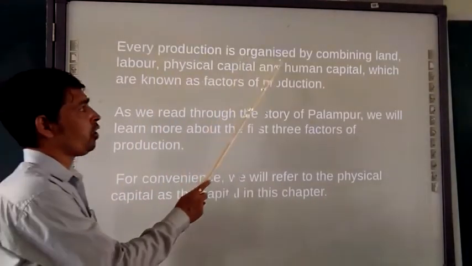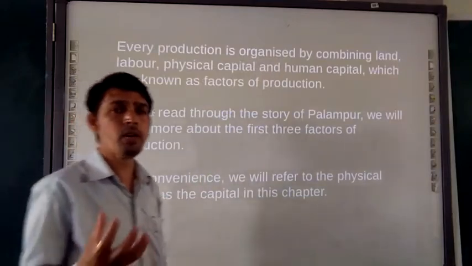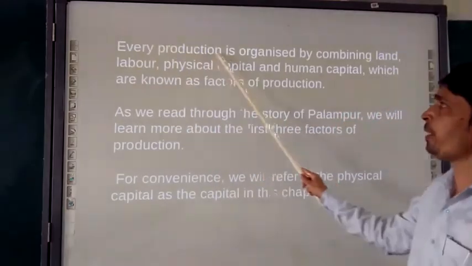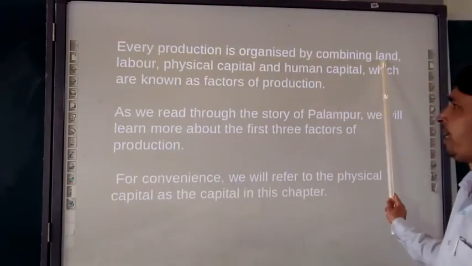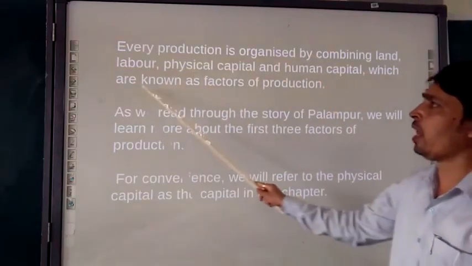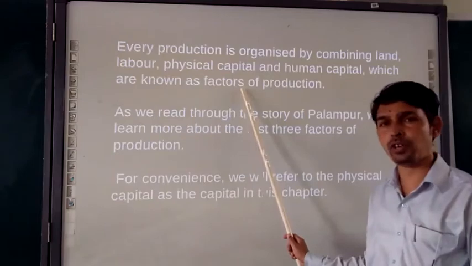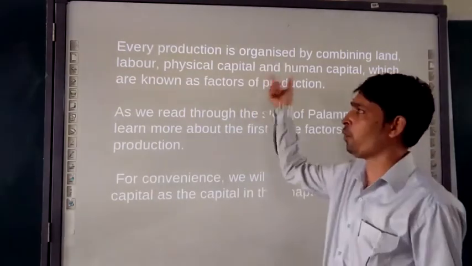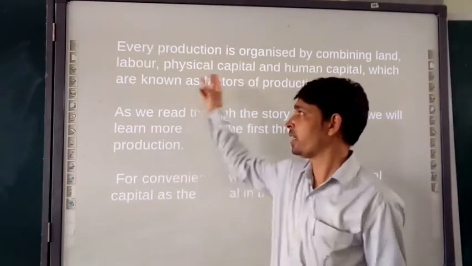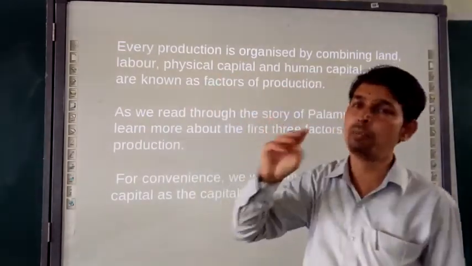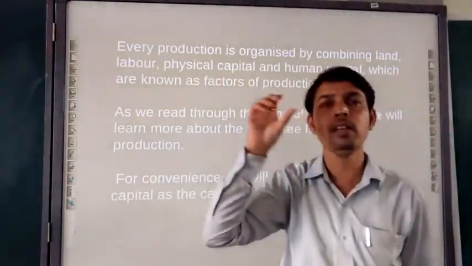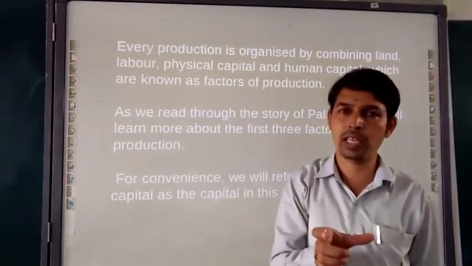Next, every production in an organization. Here we are going to talk about how the combination of the production work is happening. Every production is organized by combining land, labor, physical capital and human capital, which are known as factors of production. So what are the four factors of production? Land is there, labor is there, then capital is there, and lastly human capital is there. The physical capital is divided into two, the fixed capital and working capital.